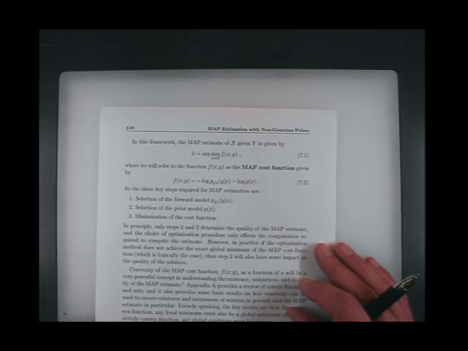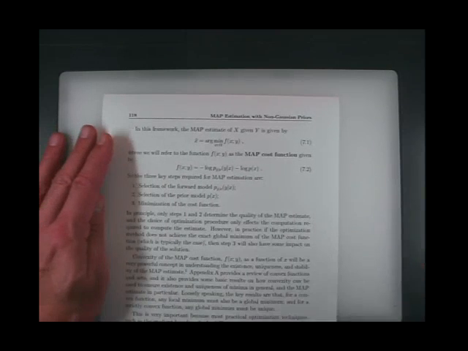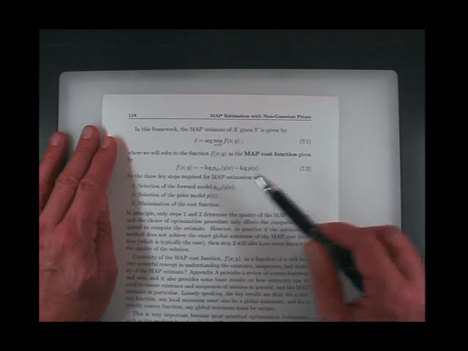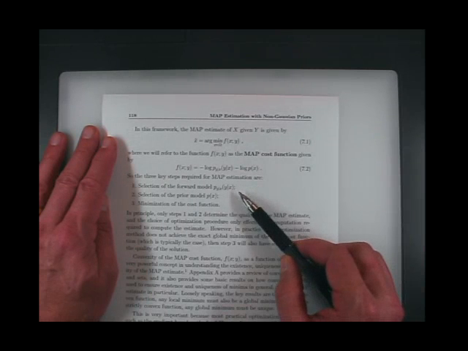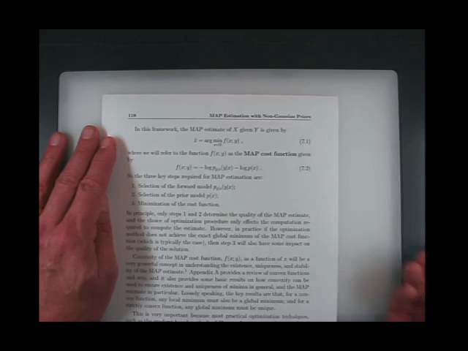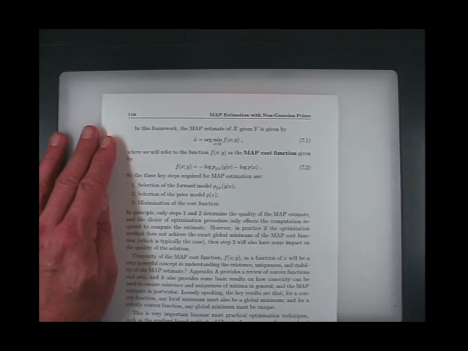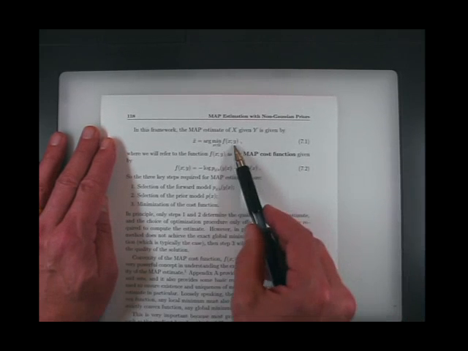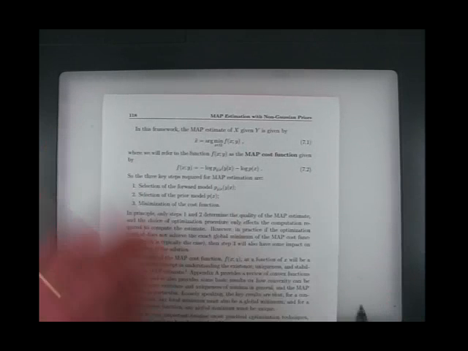The notes here are just reinforcing things I think we've talked about. This thing is a forward model, that's a prior model, and we want to minimize the cost function. Now the problem is, how do we go about solving this optimization problem?